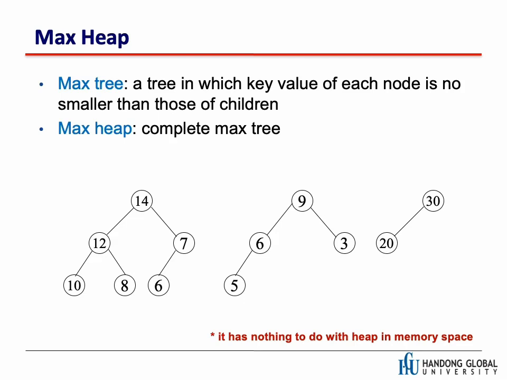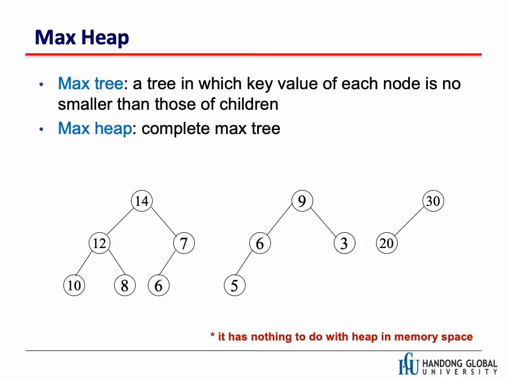In the second graph, 9 is larger than 6 and 3, and 6 is larger than 5, and 30 is larger than 12. So all of them are max trees. Then what is a max heap? Max heap is a complete max tree. So it should be a complete binary tree, and it should be a max tree.